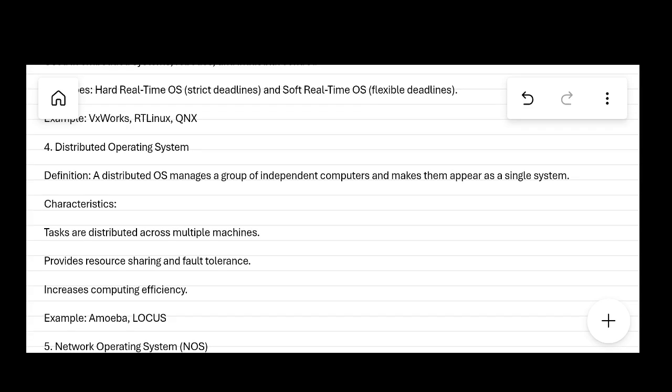Now distributed operating system. Here many computers are connected and work together as if they are a single system.